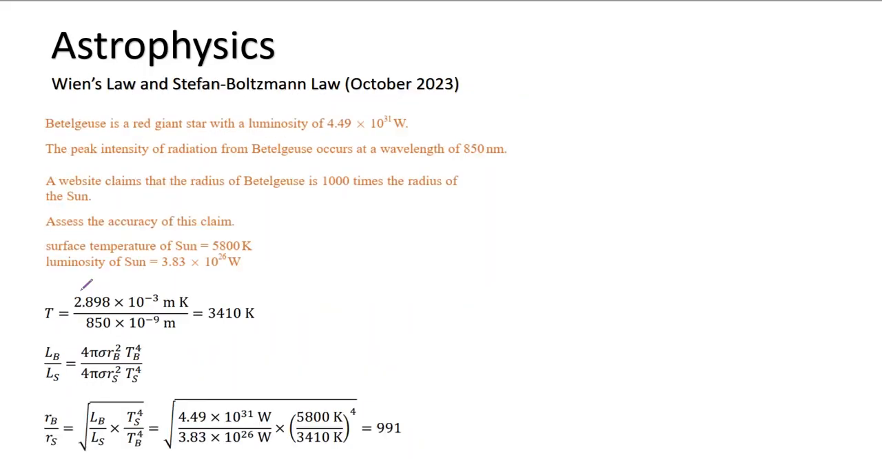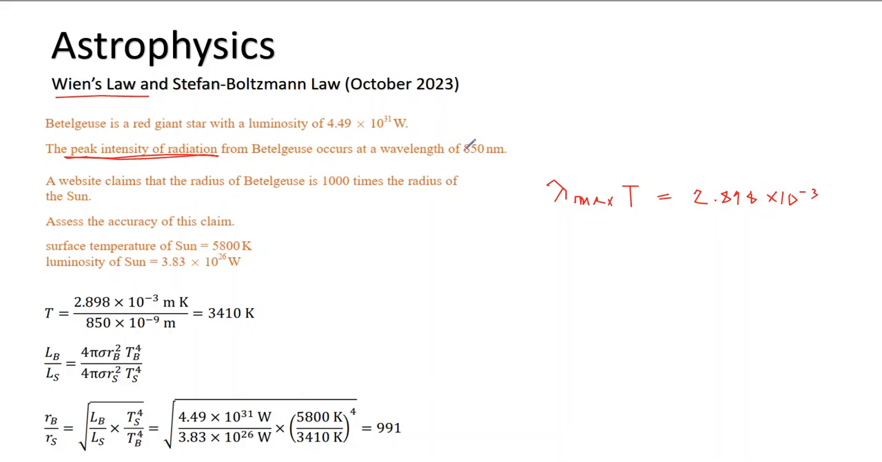Next, we have to link Wien's law and Stefan-Boltzmann law. Betelgeuse is a red giant star with a luminosity of 4.49 times 10 to the power 31 watt. The peak intensity of radiation from Betelgeuse occurs at a wavelength of 850 nanometer. Guys, the moment you see peak intensity of radiation, just recall the equation for Wien's law, which is lambda max T equals constant, and the value of the constant is 2.898 times 10 to the power minus 3 meter Kelvin.